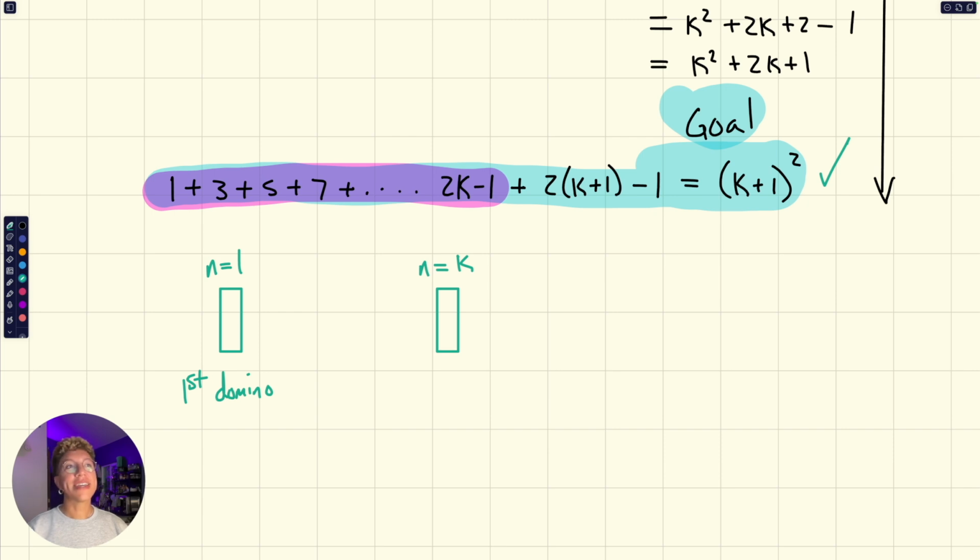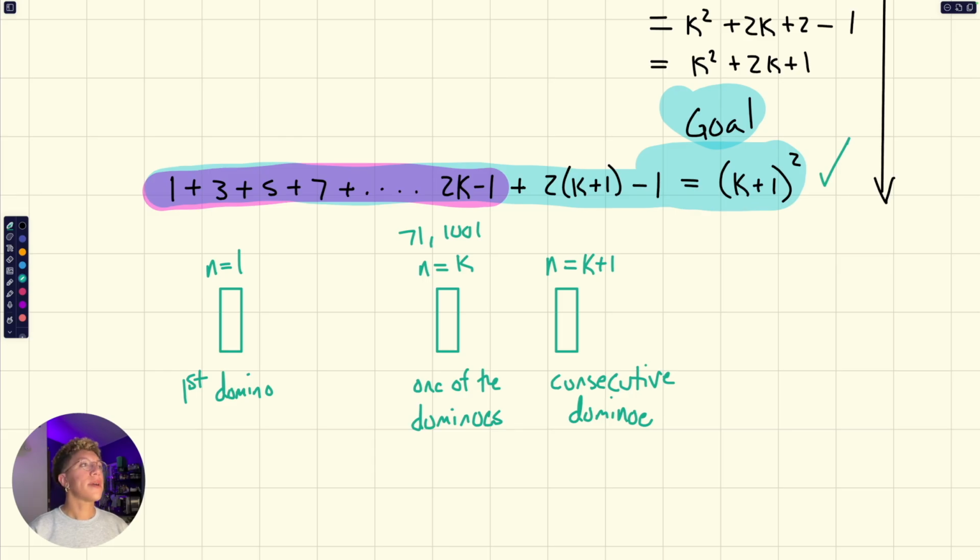Again, this could be 69. This could be 71. Could be any number, 1001, for instance. So this is one of the dominoes. And we said, well, let's assume this to be true. Can we see if there's anything true about the domino right after it?